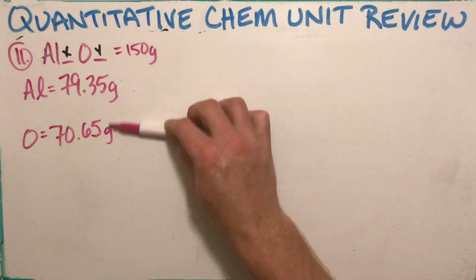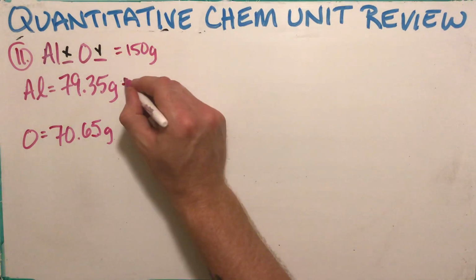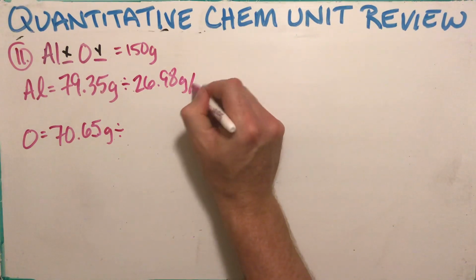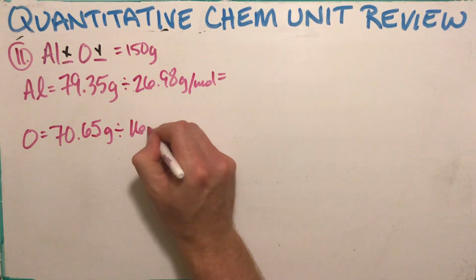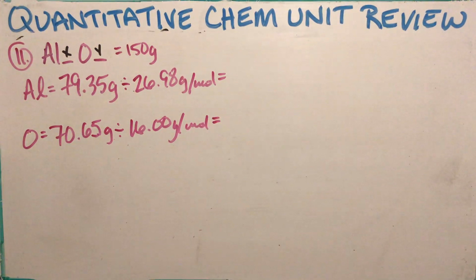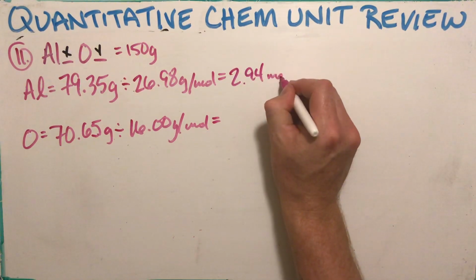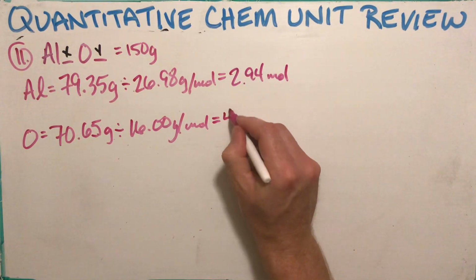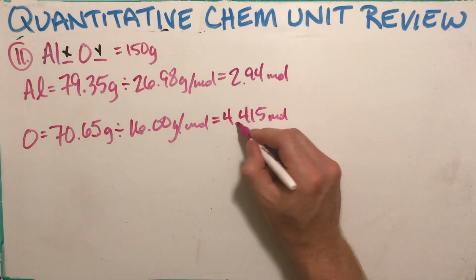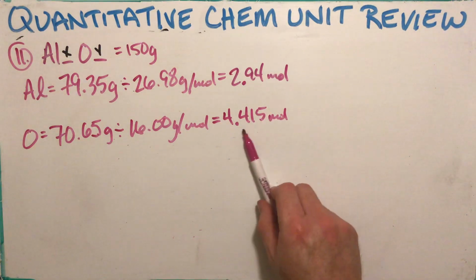First step, get the masses. The next step is to turn them into moles. So I divide by the molar mass off of the periodic table. And oxygen is 16 grams per mole. You're probably remembering a lot of the molar masses by now as well. And when I do that, I get 2.94 moles of aluminum, and I get 4.415 moles of oxygen.